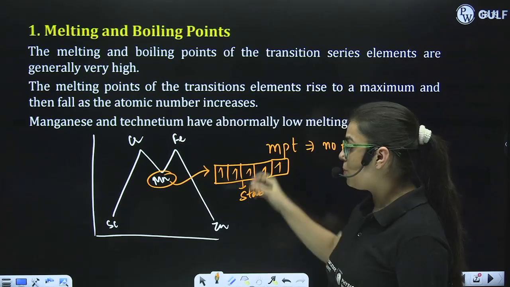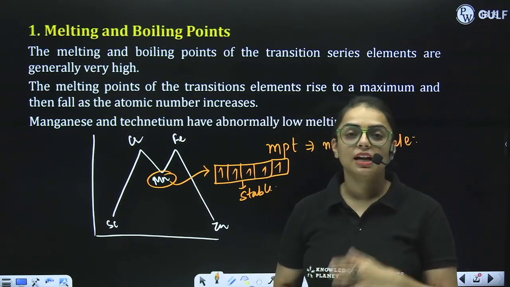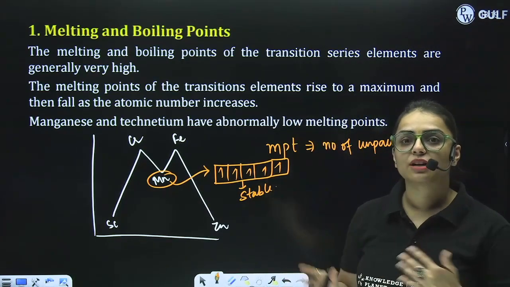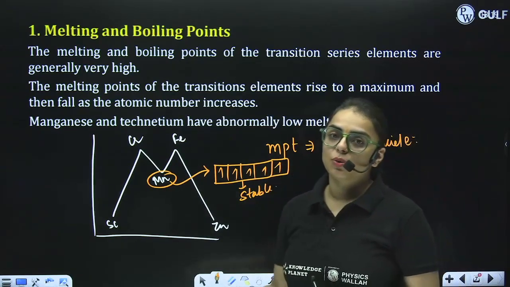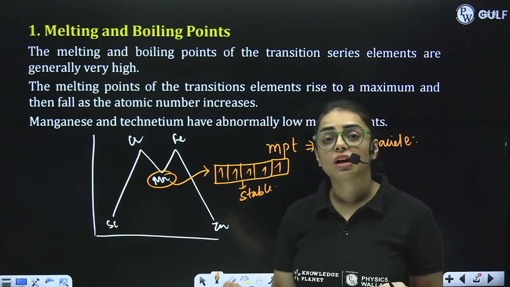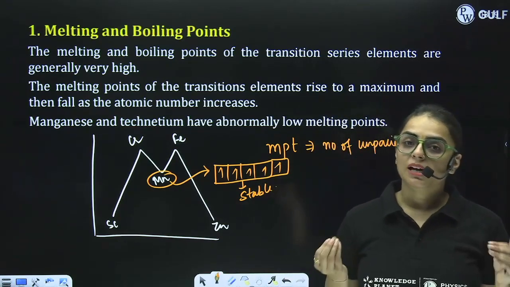And then, from iron to zinc, again the number of unpaired electrons will keep on decreasing because more and more electrons are going to add up. So the unpaired electrons decrease, not the electrons. I'm saying the number of unpaired electrons. So that's why the melting point will decrease.